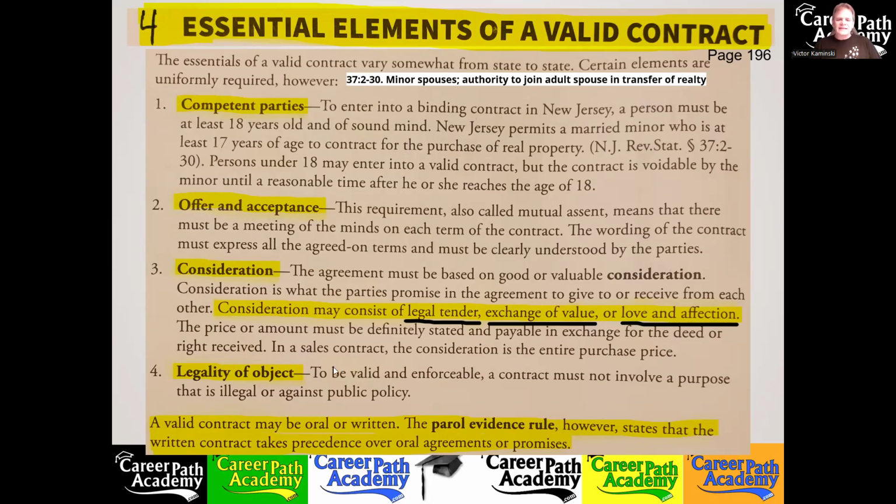And then we have legality of the object or purpose of the contract. To be valid and enforceable, a contract must not involve a purpose that's against public policy or the law. All right. And then we also highlight a valid contract may be oral or written.